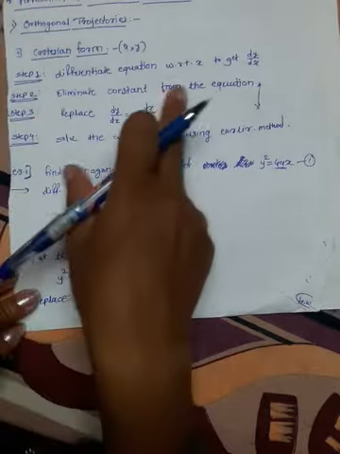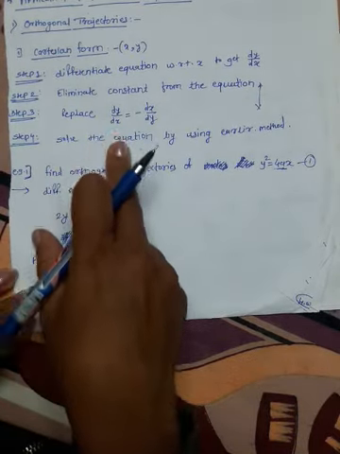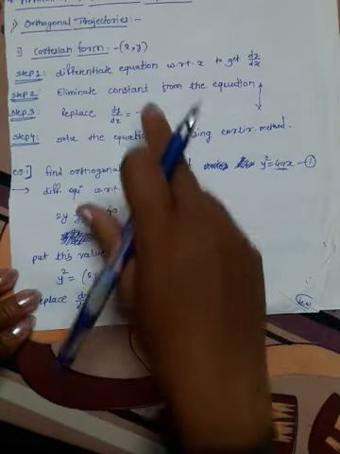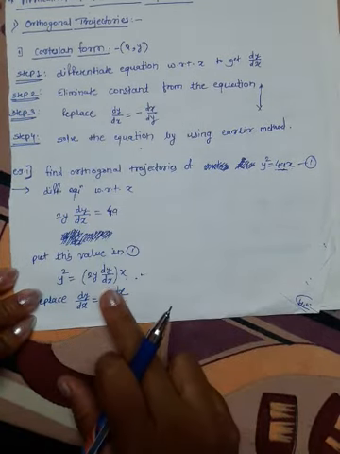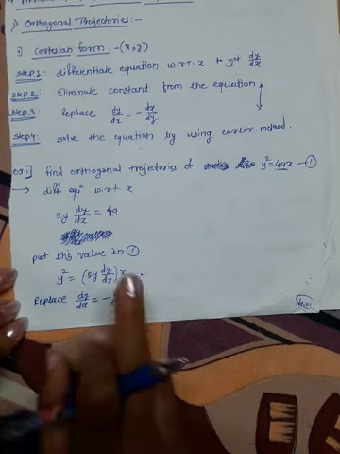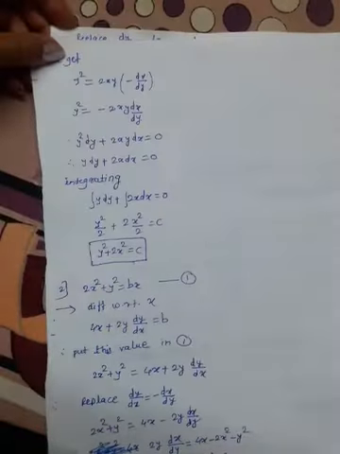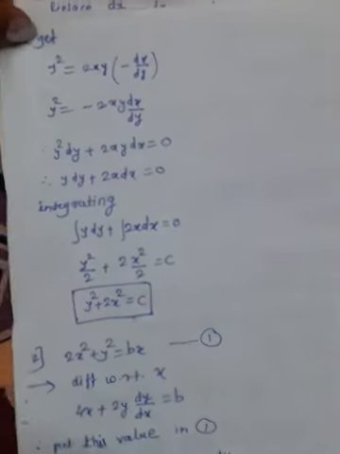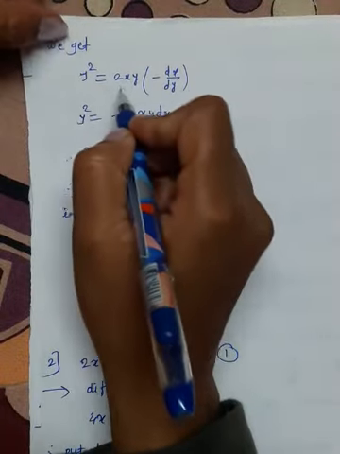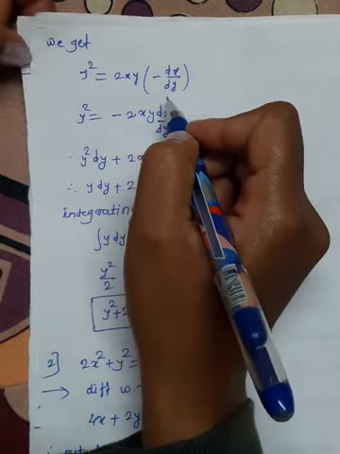Now the third step is replacing dy by dx by the reverse minus dx by dy here. Replacing dy by dx with minus dx by dy, the equation becomes y square is equal to 2xy, and dy by dx becomes minus dx by dy. Now the last step will be next, this is the third step complete.